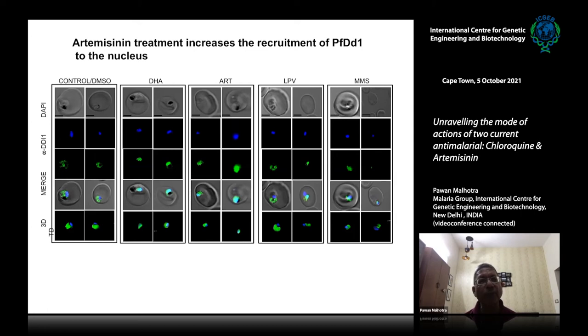So DD1 is actually playing both roles. It is a protease which breaks the ubiquitinated substrate so that proteins can be recycled. And second, it also plays a role in DNA damage repair. So what happens when artemisinin treatment happens? The ubiquitinated function of the PFDD1 shuttle protein is almost nil because the protein is moved towards the nucleus so that it can perform the function of DNA damage repair.